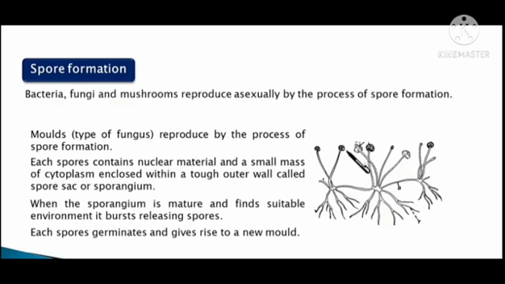Molds, which are a type of fungus, reproduce by the process of spore formation. In molds, each spore contains nuclear material and a small mass of cytoplasm enclosed within a tough outer wall called a spore sac, or sporangium. When the sporangium is mature and finds a suitable environment, it bursts and releases spores. Each spore germinates and gives rise to a new mold.